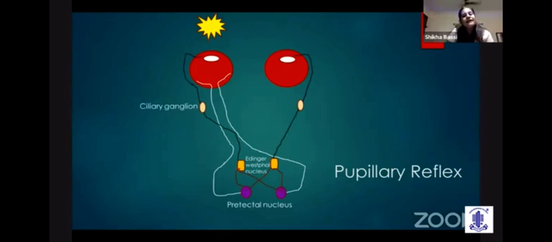Now, the third nerve starting from the nuclei goes to the ciliary ganglion on the same side, and then through the short ciliary nerves reaches the sphincter pupillae and constricts the pupil equally on both sides. So you're shining light in one eye and both the pupils are equally reacting to light. The same thing happens when we shine light in the other eye.